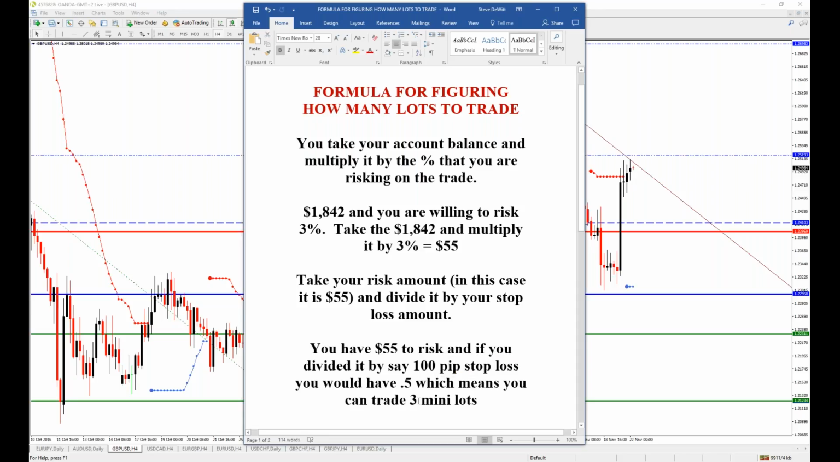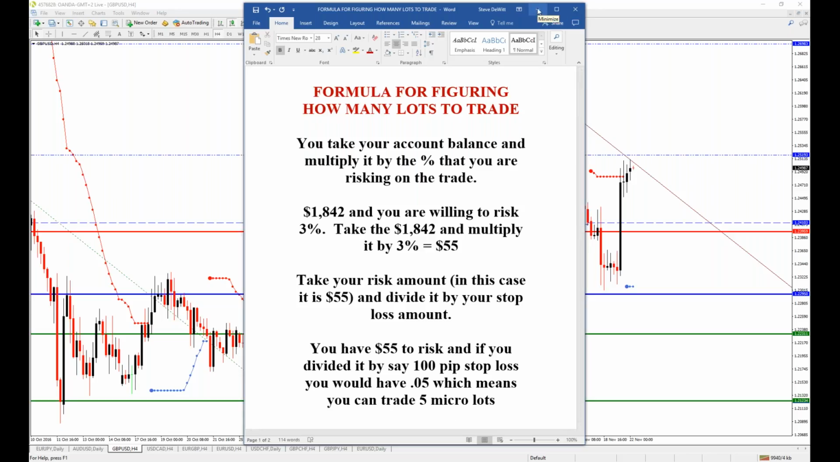Okay? Which means I can trade 5 micro lots on this trade. 5 micro lots on this trade. Okay? Micro lots. So it actually looks like this. 0.05. Which is 5 micro lots. Okay? So now I know how many lots I can trade.